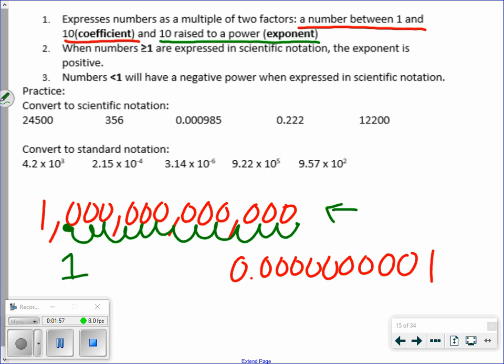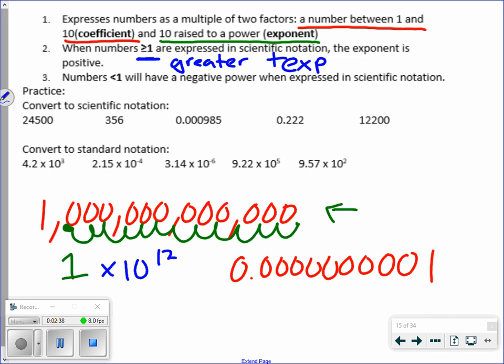Everybody with me so far? The next part is going to be the 10 raised to a power. So how we write that is, we're going to say times 10. And I just want you to tell me how many times I moved my decimal. I didn't even count, so 12 times? Okay, I'm going to do 12 times. If it is a number that is greater than 1, that exponent is going to be positive. So this is times 10 to the 12.